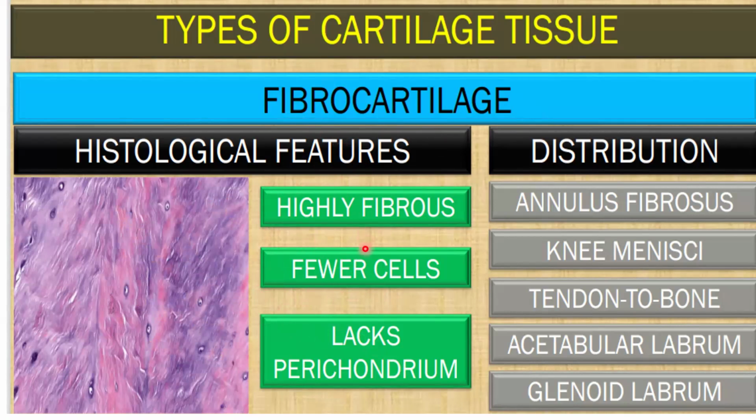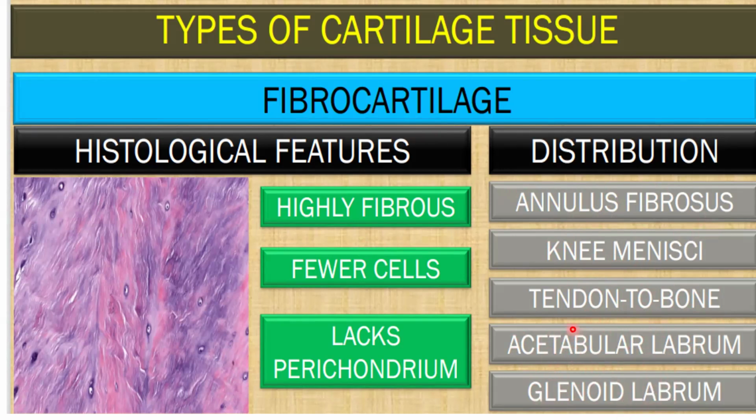What's the distribution of this fibrocartilage? In the intervertebral discs, we usually have the annulus fibrosus, the outer part of the intervertebral discs. The knee menisci have fibrocartilage. Then you have some part of a tendon which joins it to the bone that has fibrocartilage. And then you have the acetabular labrum and the glenoid labrum. The acetabular labrum is found on the hip joint, and the glenoid labrum is found on the shoulder joint. So all those will have fibrocartilage.